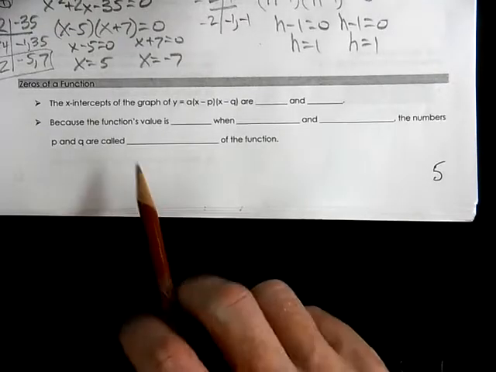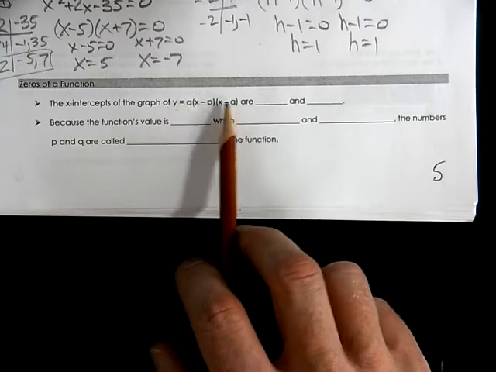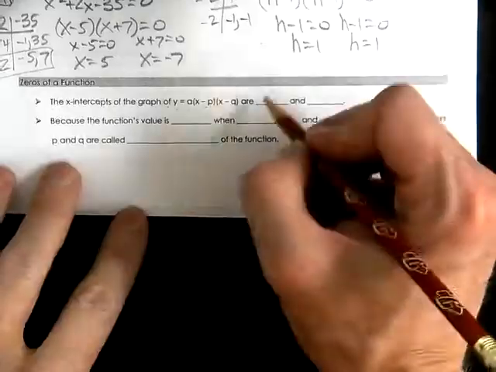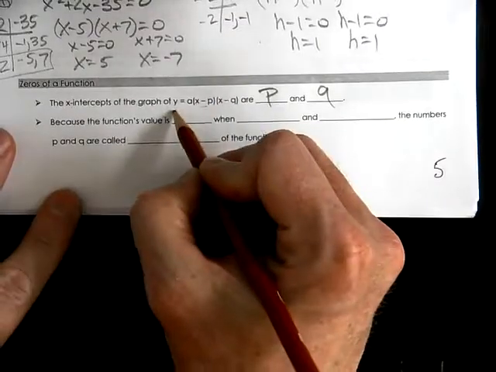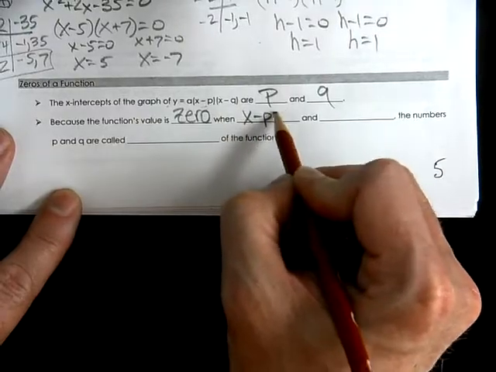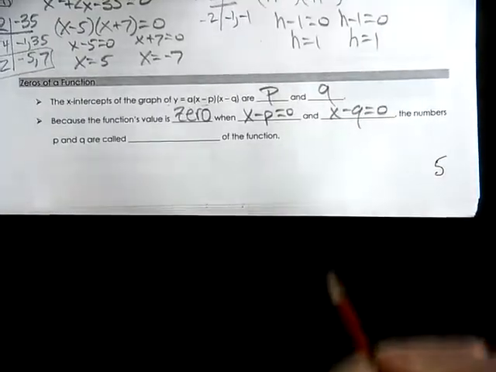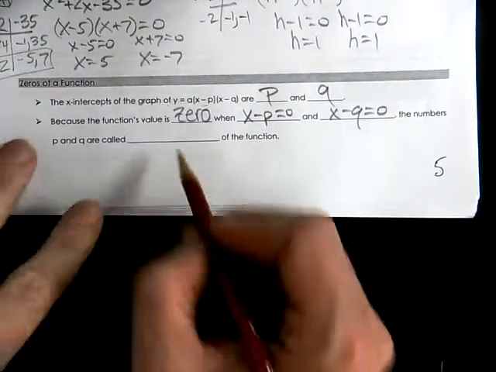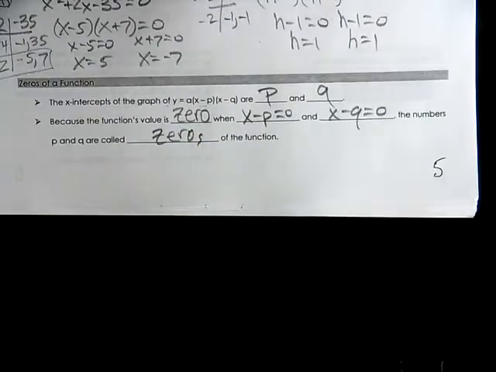Okay, the x-intercepts of the graph of y equals a times x minus p times x minus q, we've seen that before, are p and q. Those are your x-intercepts. Because the function's value is 0 when x minus p equals 0 and x minus q equals 0, the p and q are called zeros of the function.